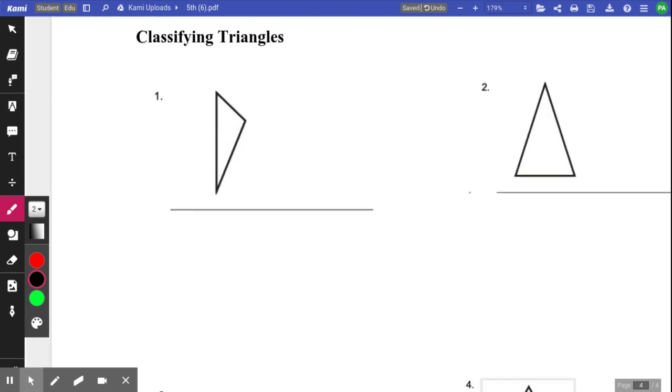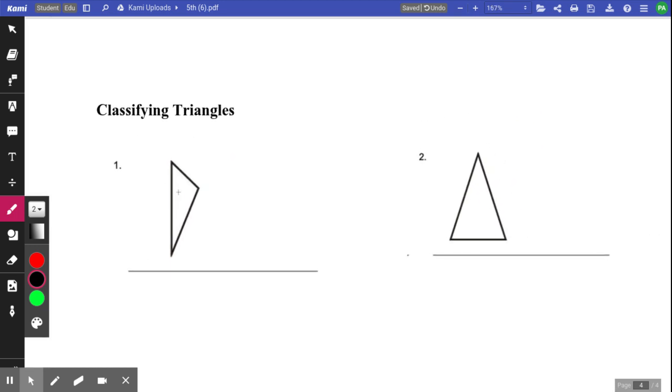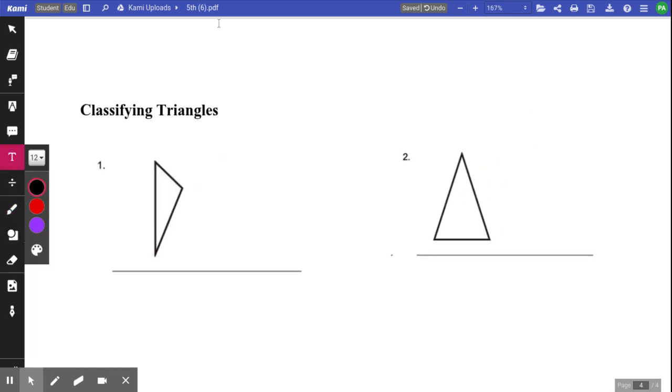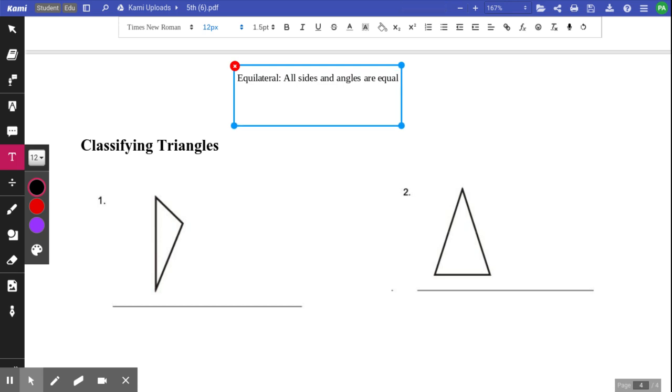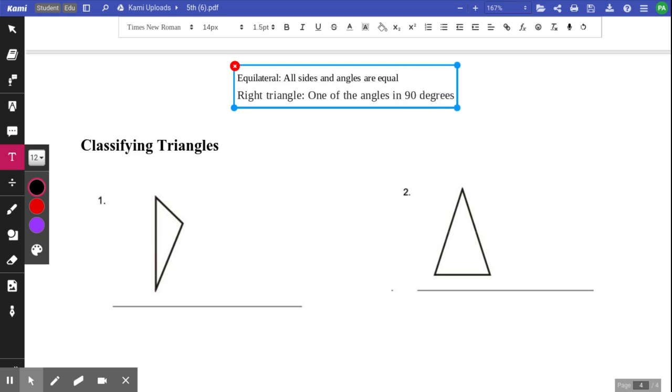Lastly, we will be working on classifying triangles. So there are 4 kinds of triangles. The most common one is equilateral, which is all sides and angles are equal. Equilateral, equal. Next, we have the right triangle, which is when one of the sides, or angles, I should say, is 90 degrees. So a perfect corner of a rectangle or of a square.